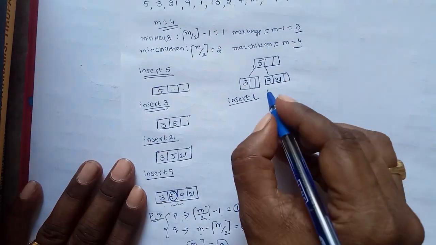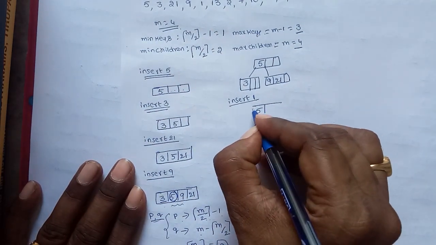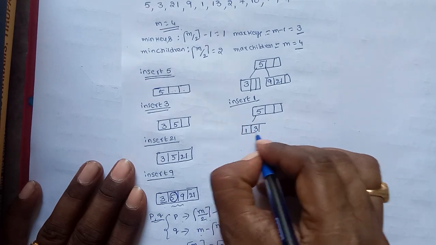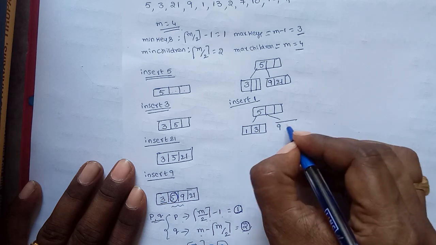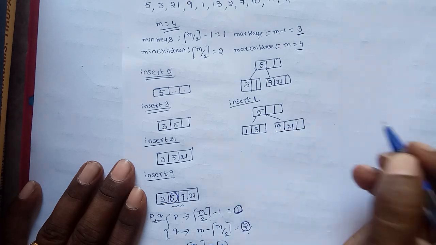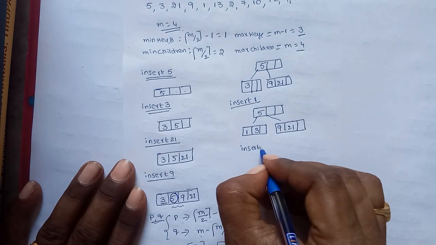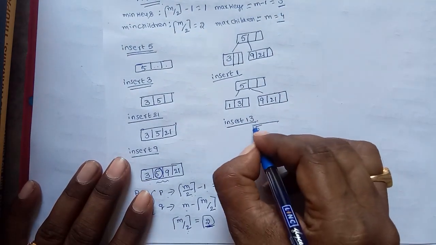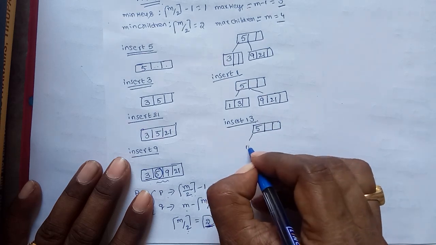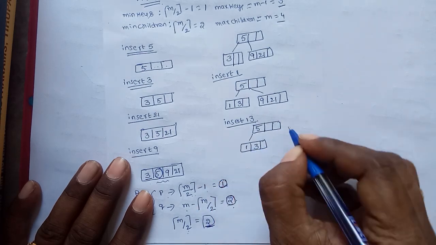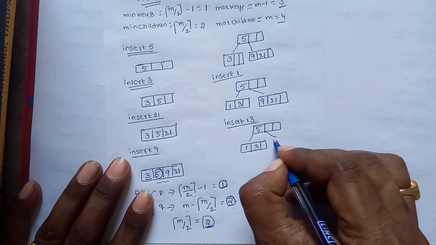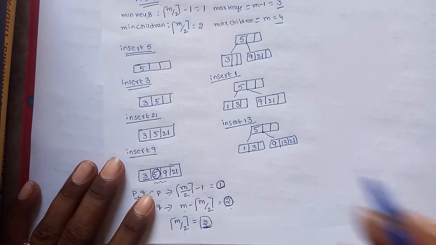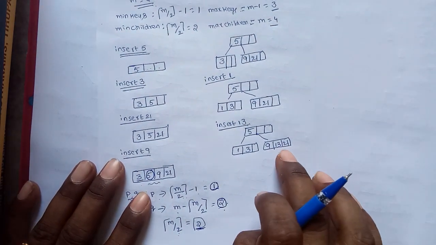Insert 1. The position of 1 is this one, 5. Then 9, 21. Now insert 13. Insert 13. What is the position of 13? Greater than 5 and less than these two. Now 9, 13, 21. So no problem. 3 keys are allowed.